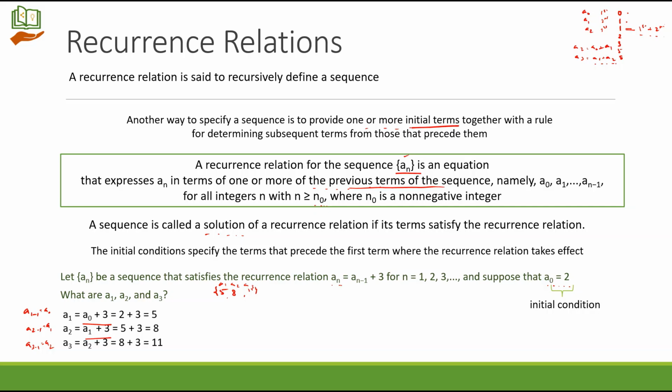The initial conditions specify the terms that precede the first term where the recurrence relation takes effect. So here the first term will be a1. But how are they asking us to calculate this a1? Based on the previous term. So this previous term will be termed as the initial condition or the initial term with which you are going to work towards the recurrence relation.